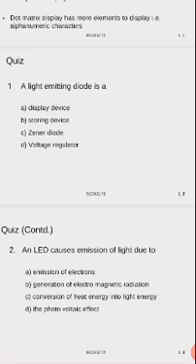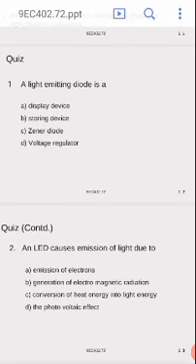For this, option A is the right answer. Emission of electrons is the right answer.